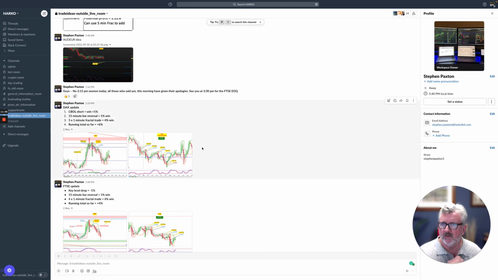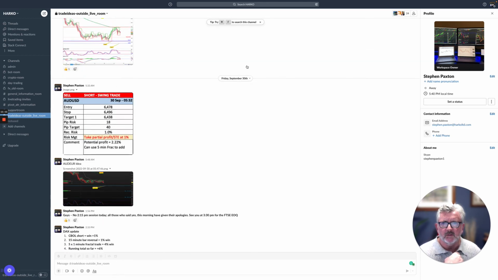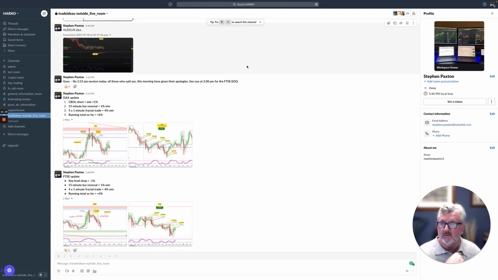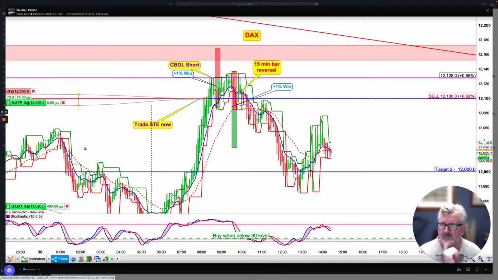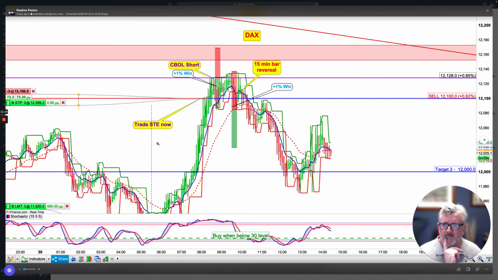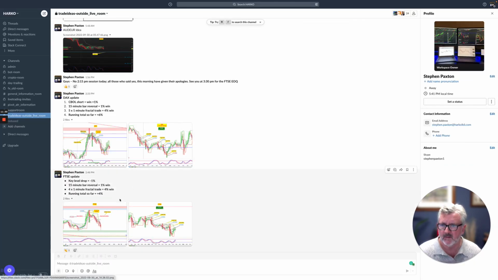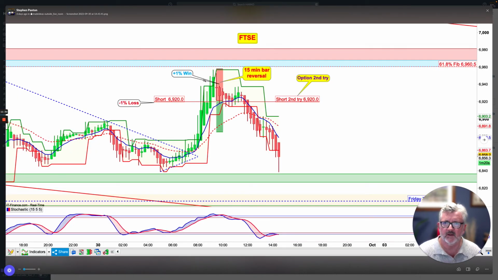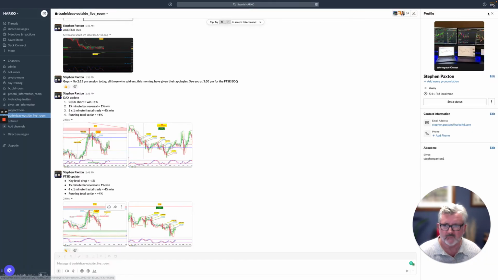And carrying on, where are we now? Let's have a quick look. September. All right, into the end of the month, and we do the DAX trade and the FTSE trade. So DAX. This is a DAX trade. Stop to entry 730 pips on the first trade, followed by another bunch down here as well, which was quite nice. And then the FTSE, again, same thing, very similar trades.